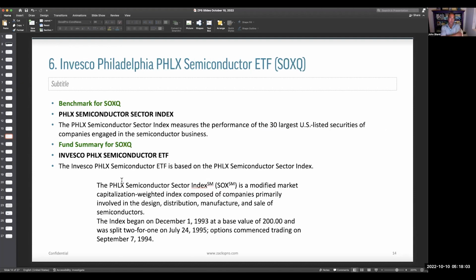Down here is the Invesco Philadelphia Semiconductor ETF, SOXQ. You may not know this, but there's a Philly Semiconductor Index that trades on the Philadelphia Stock Exchange. It began in 1993. It split in 1995, and options began back then too. But this is involved in design, distribution, manufacturing, sales. So it's a different type of index. There are 30 in it, and that's the SOXQ because it's using the Philadelphia Semiconductor Index as its base.